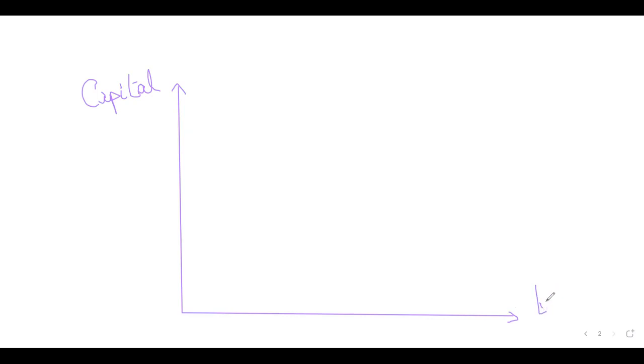Let me show you over here. On the y-axis, as I've shown, you have units of capital. On the x-axis, you have units of labor. Now, an isoquant would look like this. And what would a certain isoquant show you? A downward sloping graph like this.